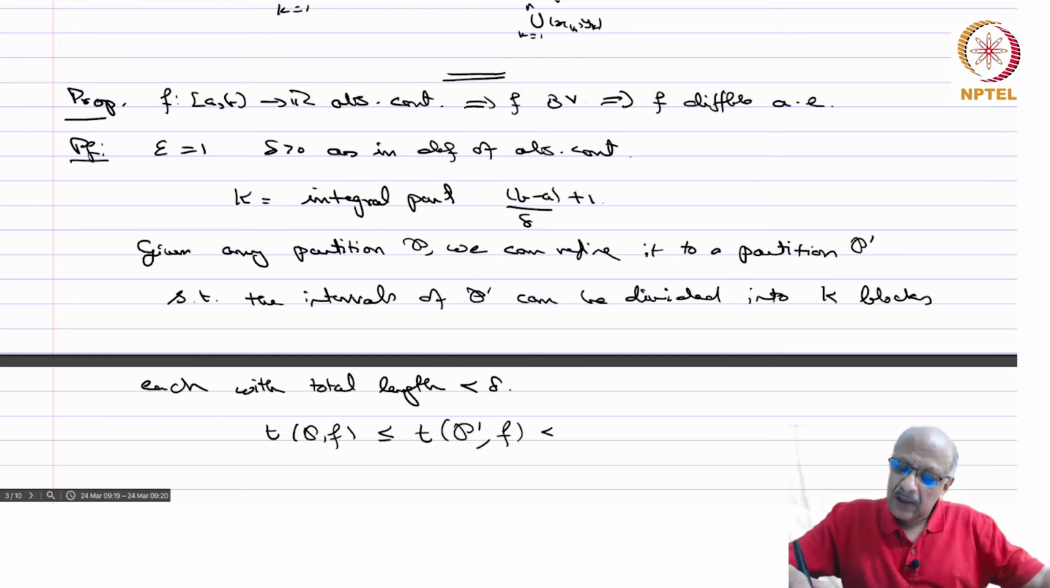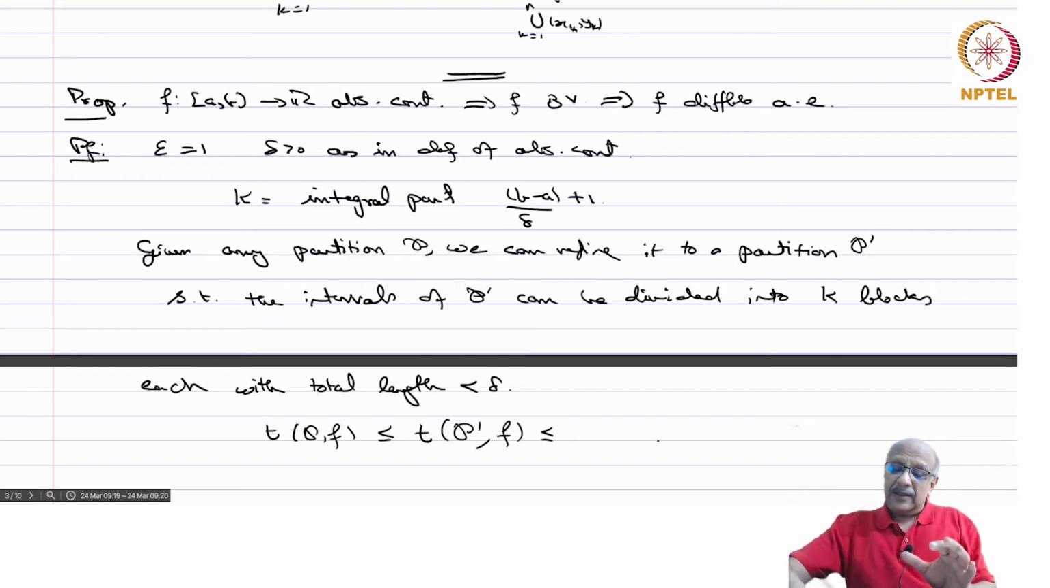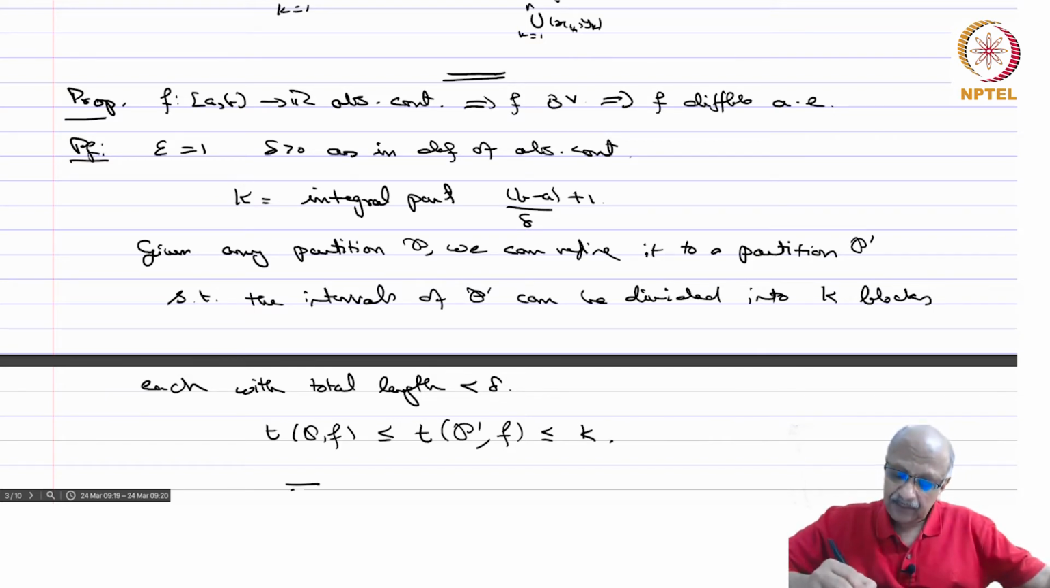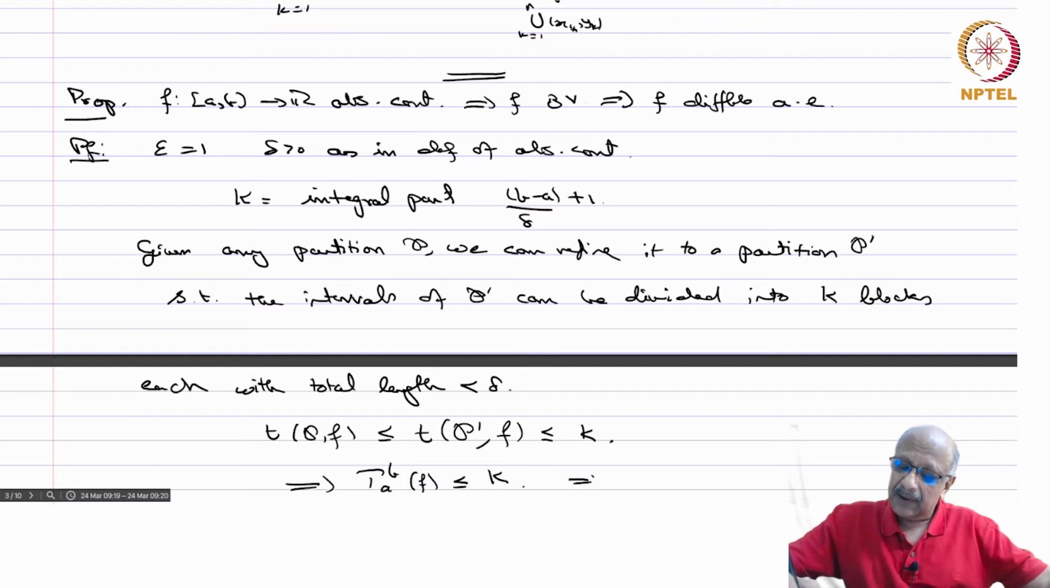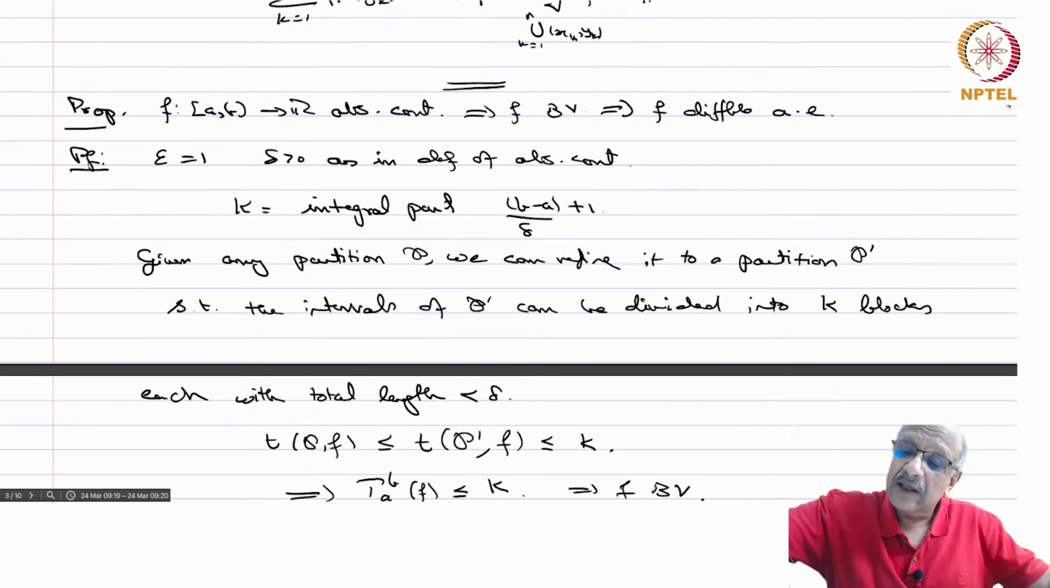Now this, if you take in each block the variation, since the total length is less than delta, the variation will be less than 1, which is epsilon. So there are K such blocks, and therefore this is less than or equal to K, and this implies that T_a^b of f is less than or equal to capital K, which implies f is BV. So this is the very nice property.